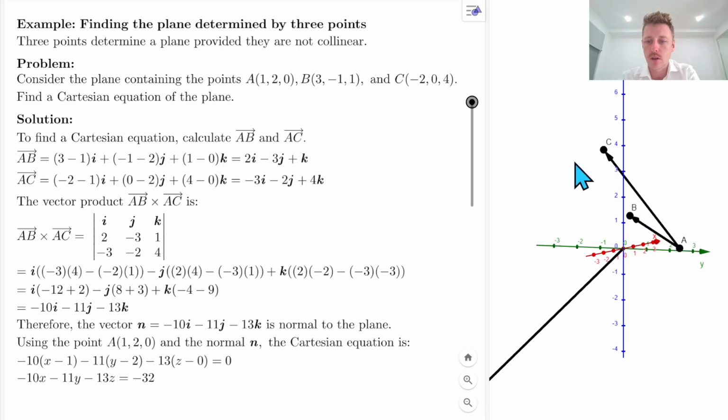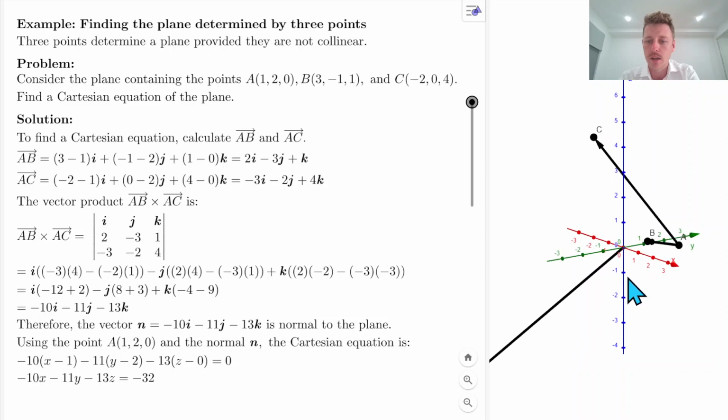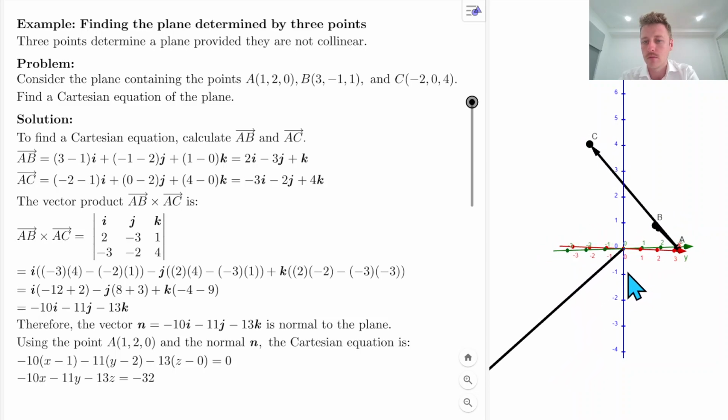If I get the angle right, you can hopefully see that this vector here is at right angles to the plane containing points A, B, and C. So we end up with a situation like that. Therefore the normal vector n, negative 10i minus 11j minus 13k, is normal to the plane.